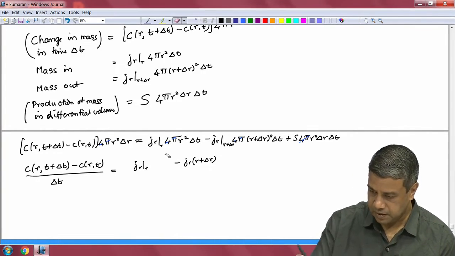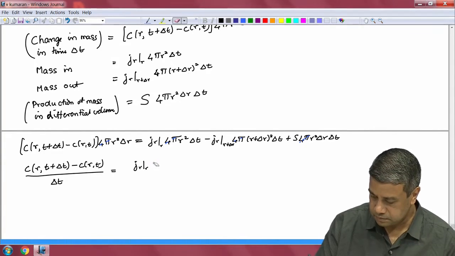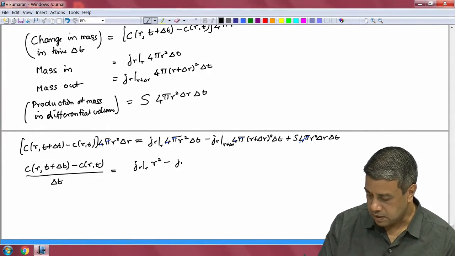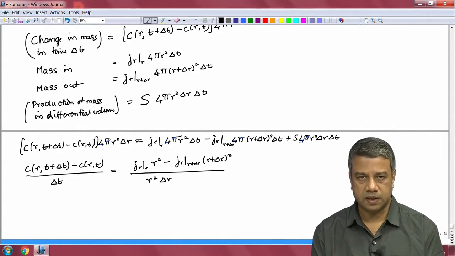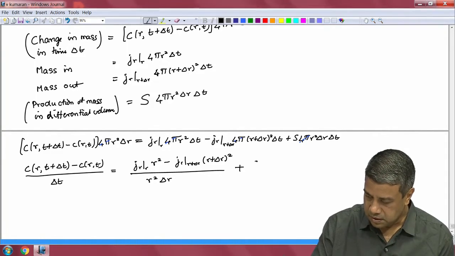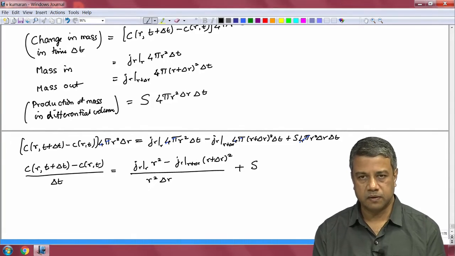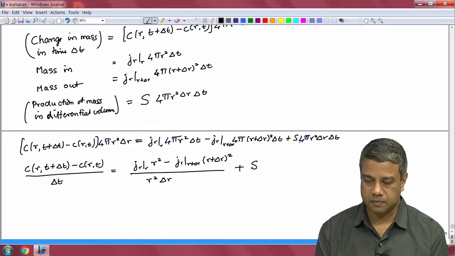So, J r at r times r square minus J r at r plus delta r times r plus delta r the whole square. I divide throughout by r square delta r, plus S. When you divide by volume and by time, you just get S as the source term, source per unit volume per unit time.